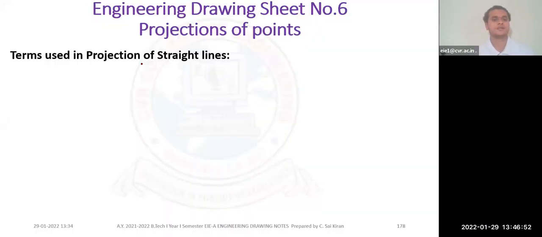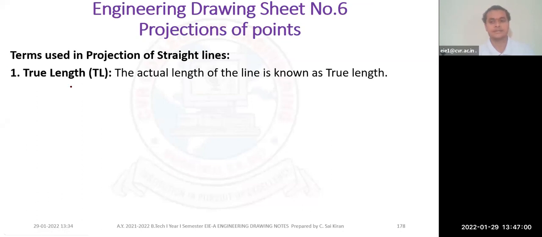Okay. So there are a few terms which we use in the projection of straight lines. The first term is true length. True is nothing but your actual, and length is nothing but the distance of the line. Okay. So the actual length of a line is known as true length.